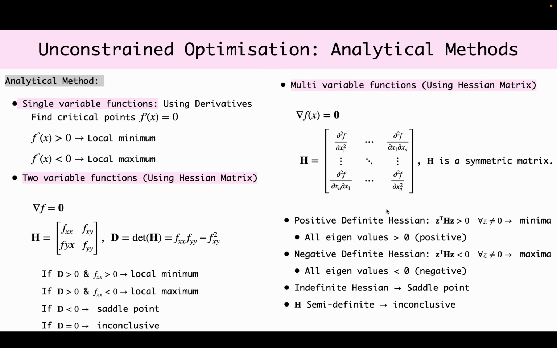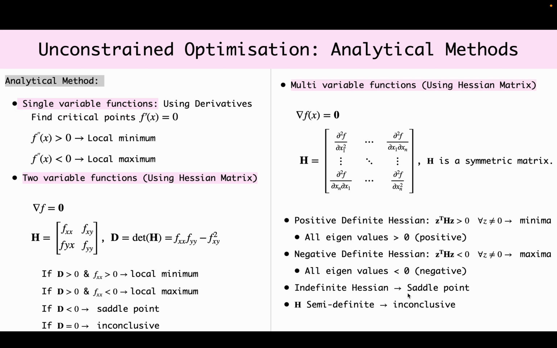In the multivariable case, we look at whether this matrix is positive definite or not. We know that H is a symmetric matrix because of the way it is defined, but it is positive definite only when it satisfies this condition, Z transpose H Z greater than 0, or you can say when all the eigenvalues are greater than 0, and it would be negative definite when all eigenvalues are less than 0, and it satisfies this equation, Z transpose H Z less than 0. So whenever it is positive definite, we will have minima, and whenever it is negative definite, we will have maxima.